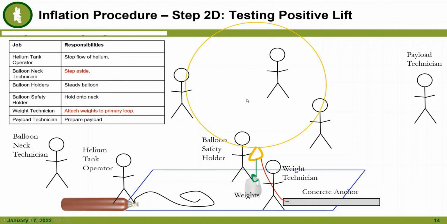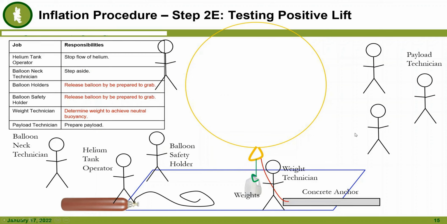Everyone else can now step away, and these balloon holders can just make sure that wind doesn't, again, blow the balloon in any undesired direction. Once the weight technician has the weight attached to the primary loop, we're ready for our start. This is kind of the first moment of truth, right? At this point, we have everybody let go of the balloon, take one step back, but be ready to grab the balloon if anything goes wrong. If it either goes up or down in a fashion that we don't like, we can quickly step back in.